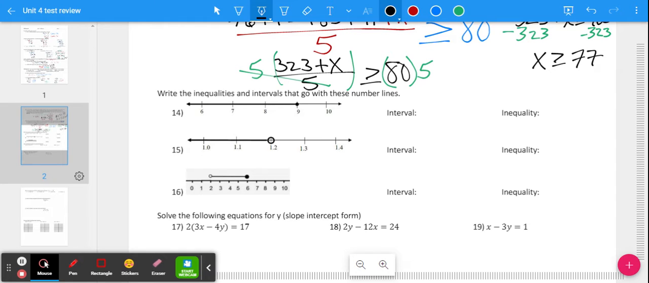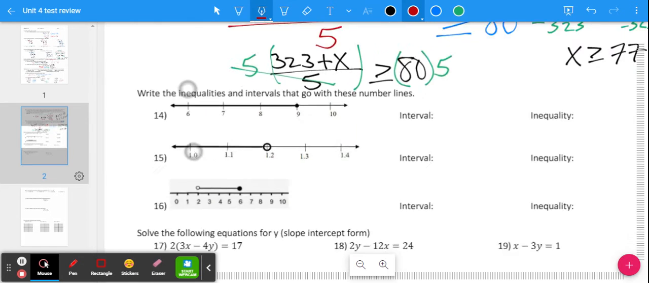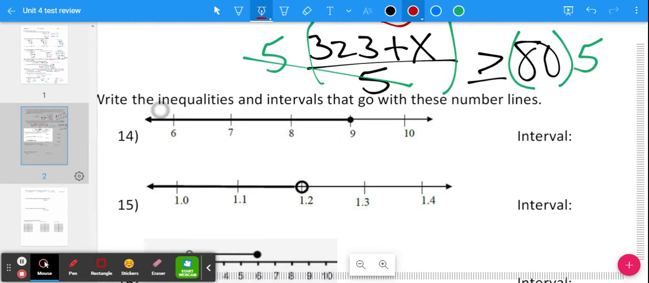All right, on the next one. If we're going to write these inequalities as intervals and inequalities, the interval for this first one goes from negative infinity, because that arrow tells us it's never going to stop going left, all the way till this end point 9. So we have negative infinity, and then because it stops at 9, 9 is a closed dot, we're going to use a hard bracket.